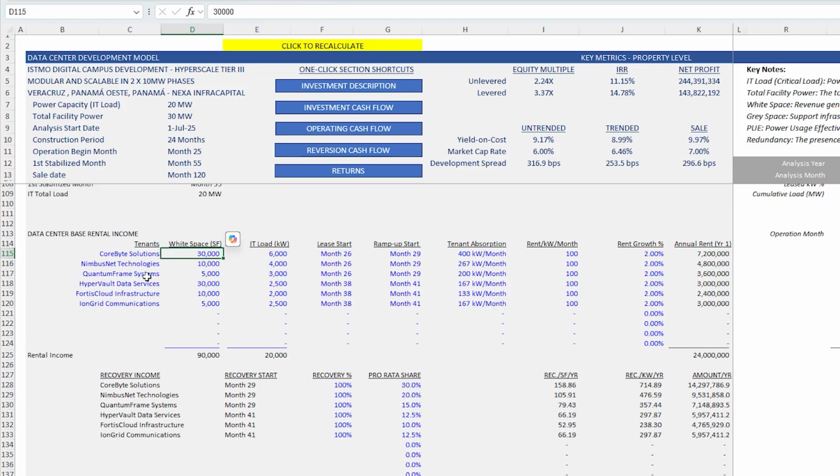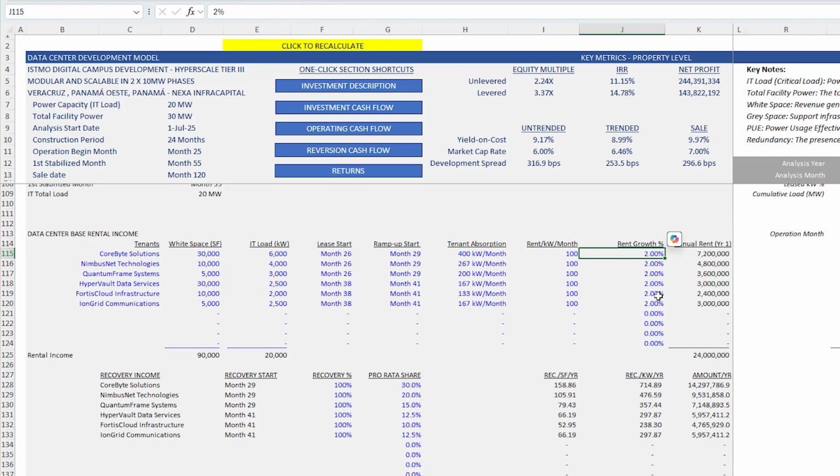But these tenants are largely the same as industrial, where you have a lease start, some period. But what makes this different, given it's a data center, you're going to see the white space concept, the IT load concept, the tenant absorption in kilowatts per month. And so if you have, say, 6,000 kilowatts, this is 15 months to lease up this tenant.